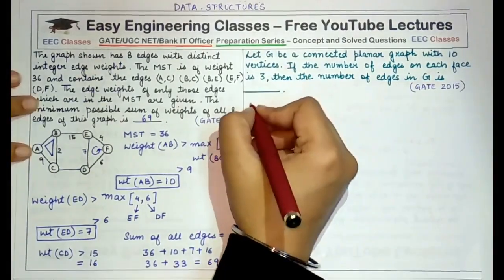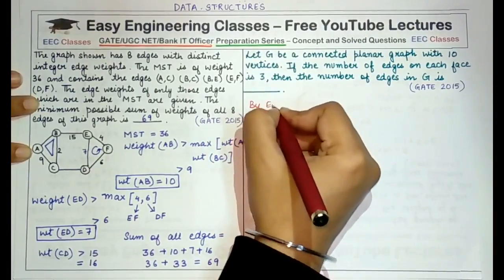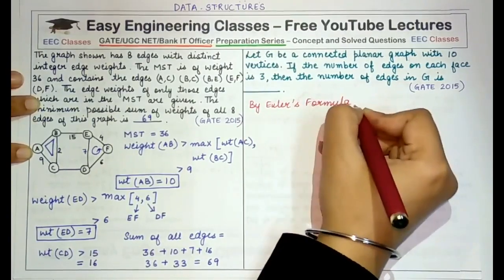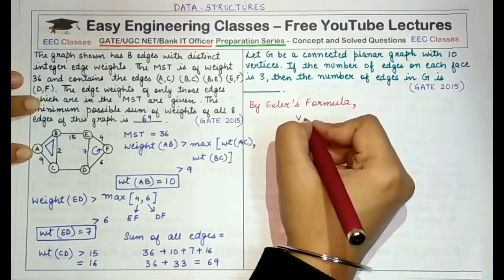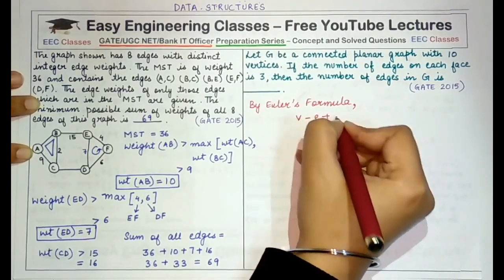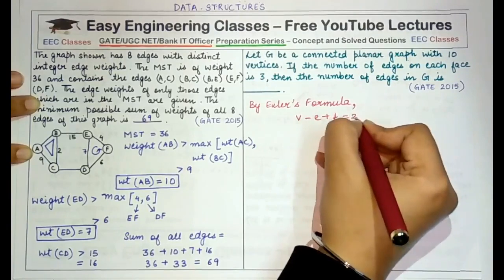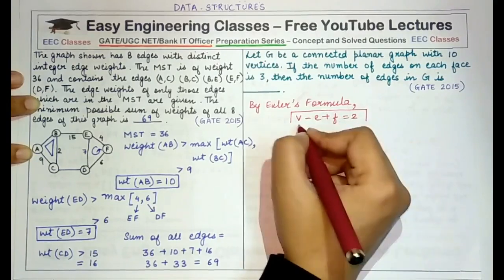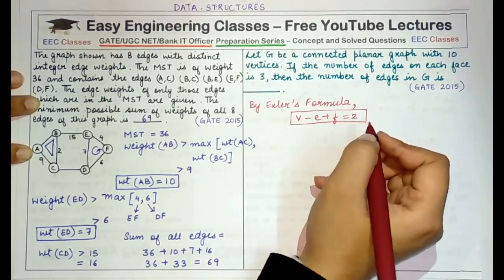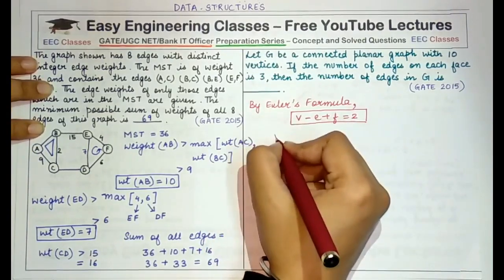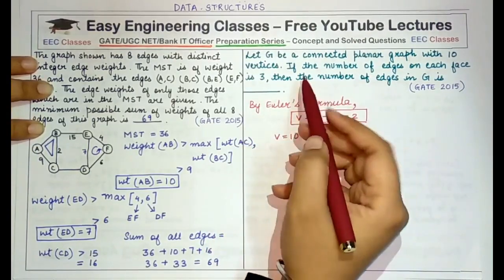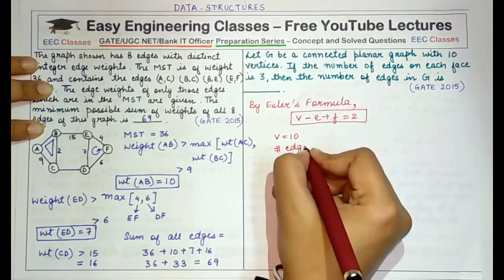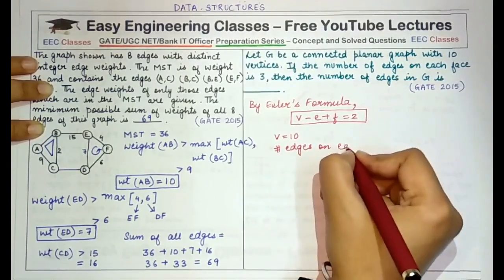See, by Euler's formula we know the equation V minus E plus F is equal to 2. And what does VEF stand for here? V stands for vertices, E stands for edges, and F stands for faces. Since you are given that the number of vertices is 10, and you are also given that the number of edges on each face is 3.